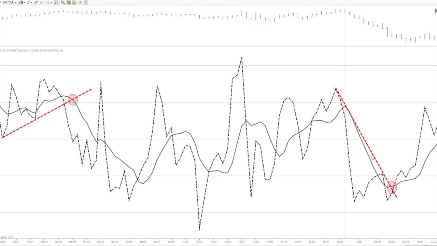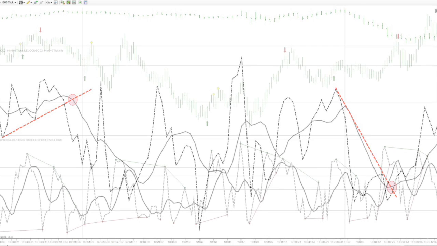It looks for, in this case, a pivot here and then a lower high pivot, so it'll draw a line there, and once the average crosses and breaks that line, the trend line break, it'll put an up arrow on your chart. So let's look at some charts now.